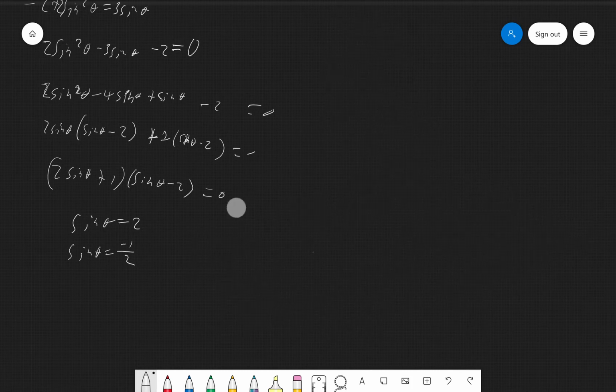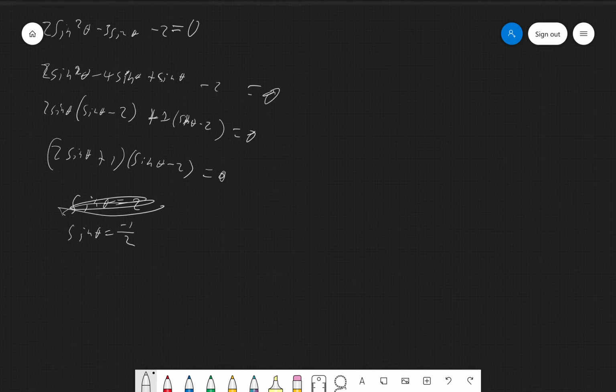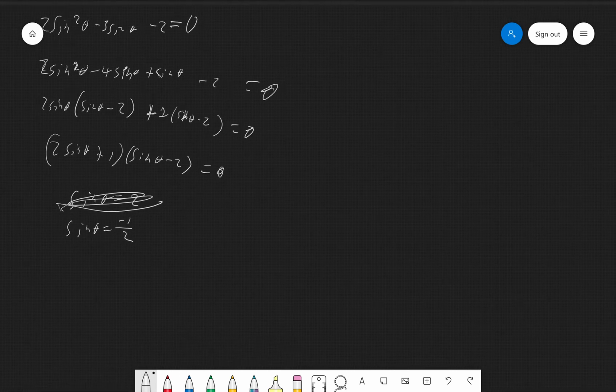So that means that it can never be equal to 2. So we can remove that. So sine of theta equals negative 1/2. We know sine of 30 degrees, or sine of pi over 6, equals 1/2. So sine of negative pi over 6 equals that. So theta is equal to negative pi over 6.